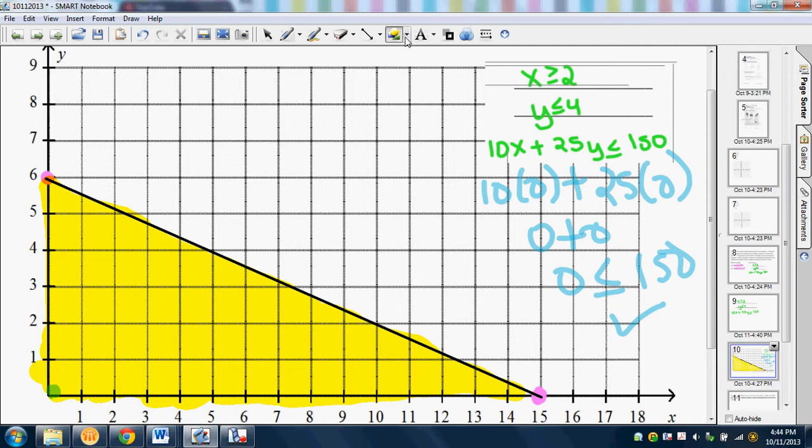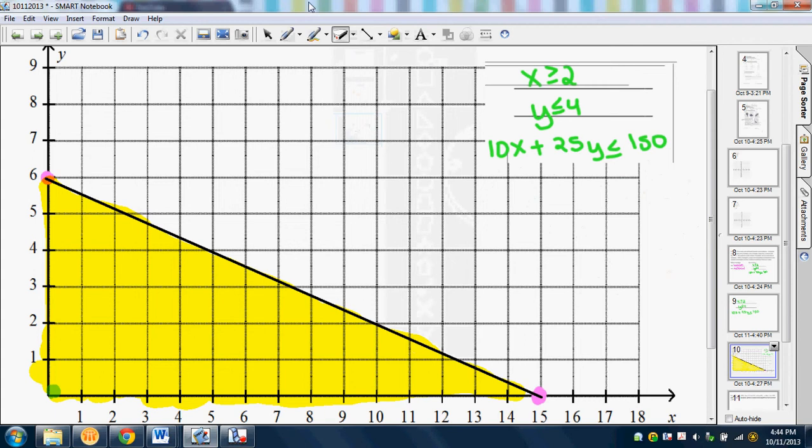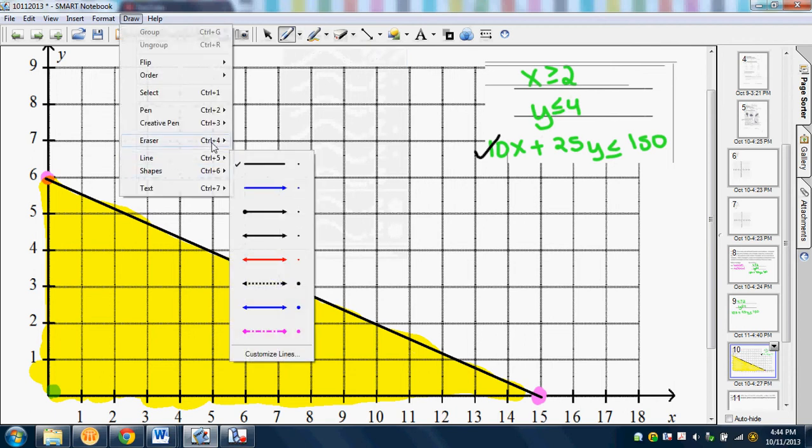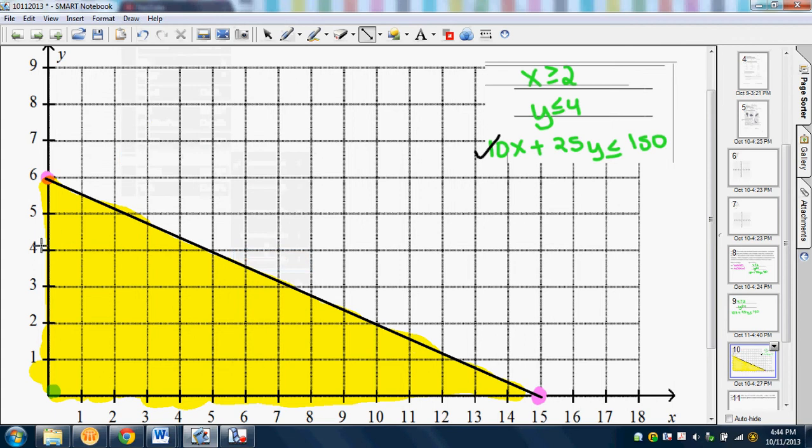Okay, so now I've graphed this bottom inequality. Now I'm going to graph the next one, which is y is less than or equal to 4. So I'm going to put a line here at y equals 4. This is a line for y is equal to 4.